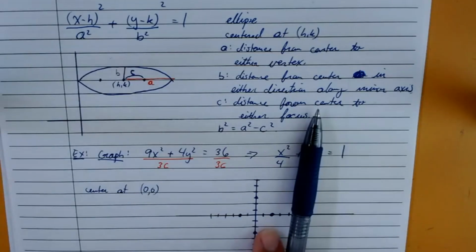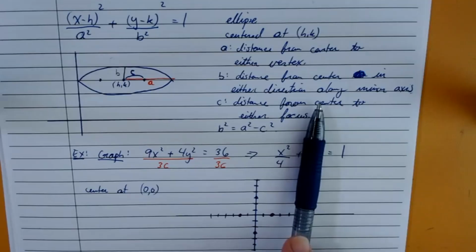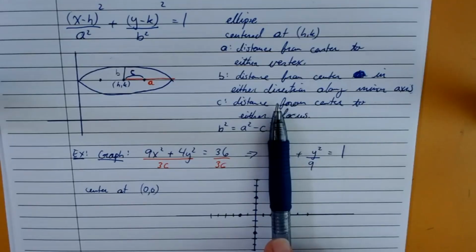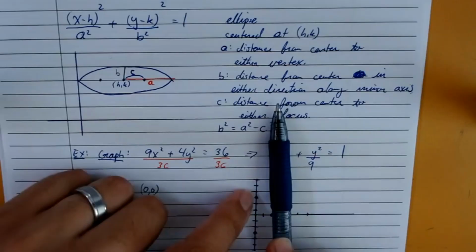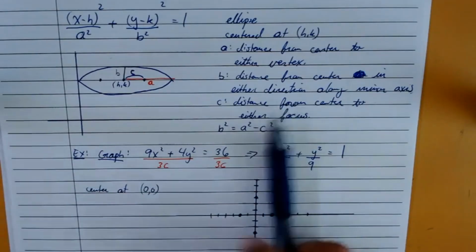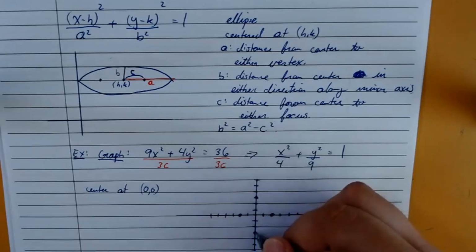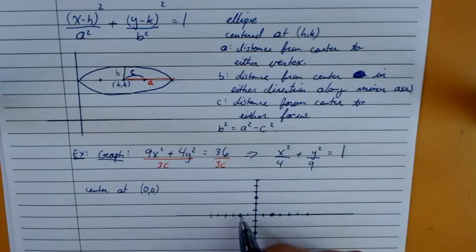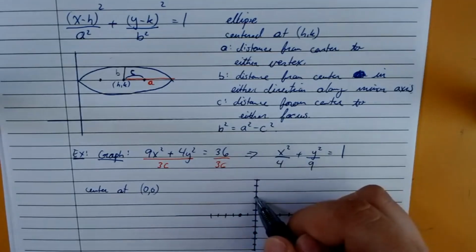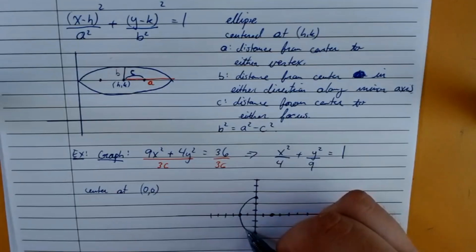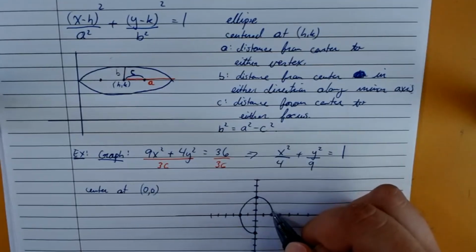If y is equal to 0, that means I'm on my x-axis, then what are my solutions? Oh, well, for that to equal 1, x is either positive 2 or negative 2. If x is equal to 0, meaning I'm on the y-axis, what do my solutions have to be? Oh, well, for this to equal 1, y is either equal to 3 or negative 3. Either way, here's your major axis, that's the longer one. Here's the minor axis, here's the shorter one. Here's our ellipse.